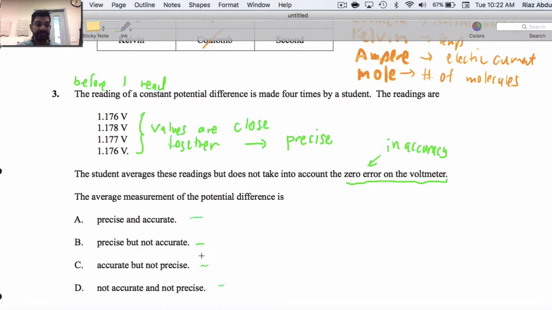So let's eliminate the not precise choices. Our choice is not accurate because of the zero error. Therefore, we are left with a precise, be clear on that. These two are wrong. However, we are inaccurate, which means this is not true, and so this is not true, but this is, and that leaves us with choice B. We have a precise reading, but not an accurate one.